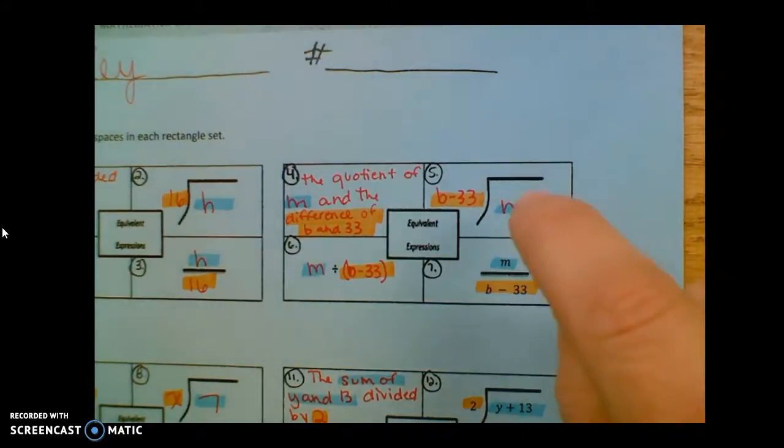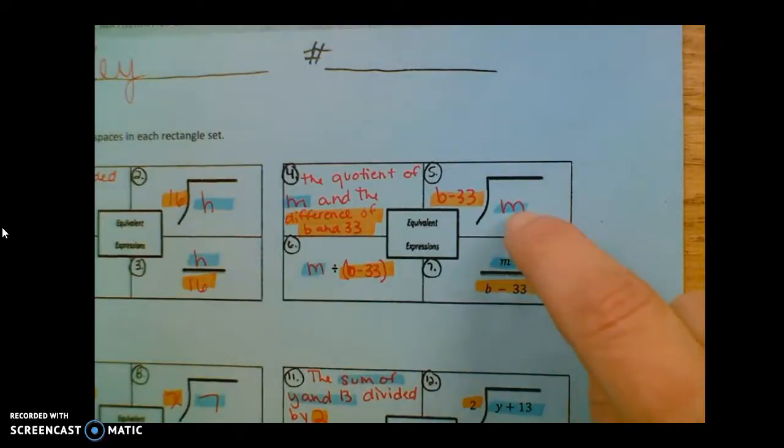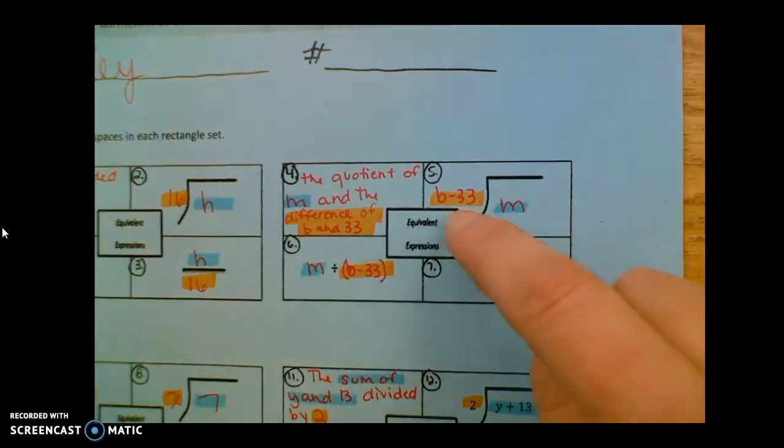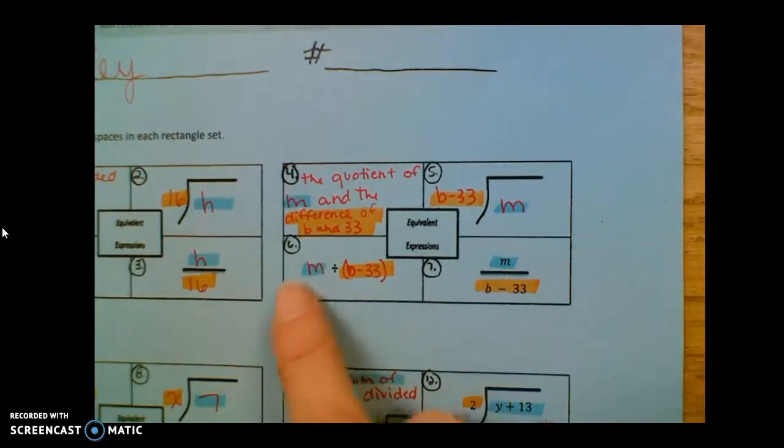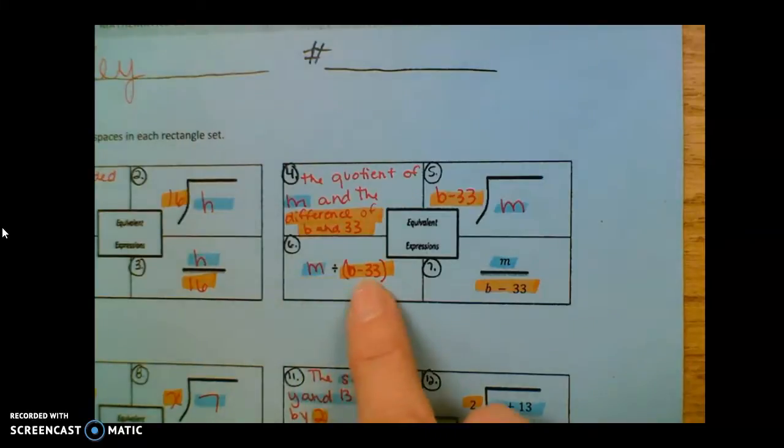And then again, m is going to be our dividend. It is what's being broken apart. It's divided into b minus 33 groups. With the division symbol, m is our dividend. It's being divided into b minus 33 groups, whatever that answer is.